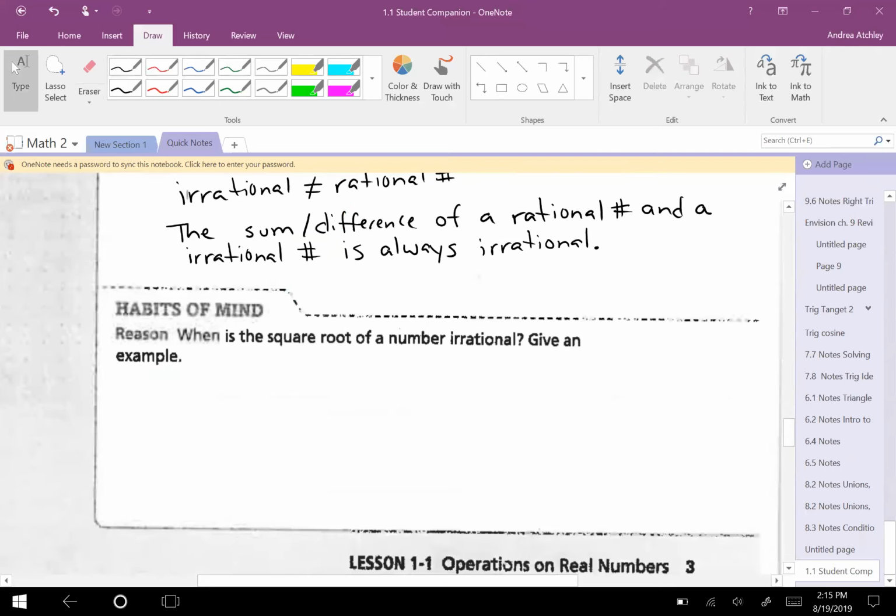Okay, I want you guys to answer this question. When is the square root of a number irrational? And give an example. So in your pairs, come up with when that is.